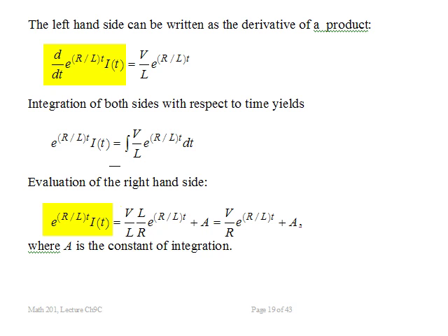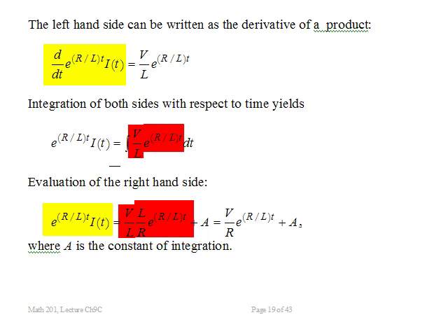I get V over L, which is a constant from here. Let me change color. So here's my V over L. Then I'm integrating e to the R over L t, and I get L over R, of course, times e raised to the R over L t power, plus some constant of integration, which I'm calling A, so as not to confuse it with capacitance later on in electrical engineering. So I can simplify this a little bit. I get V over R, e raised to the R over L t, plus a constant A, which is a constant of integration.